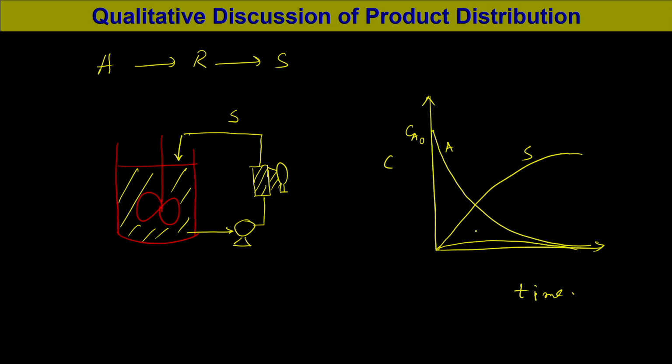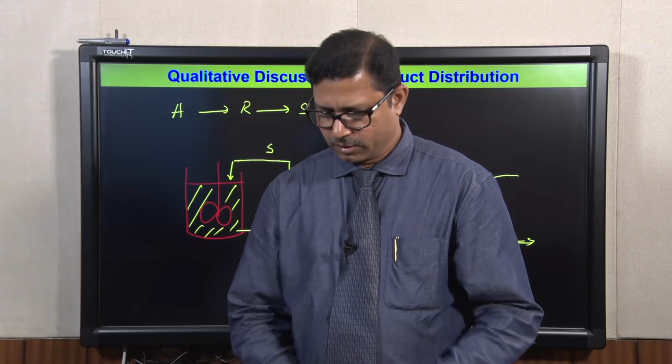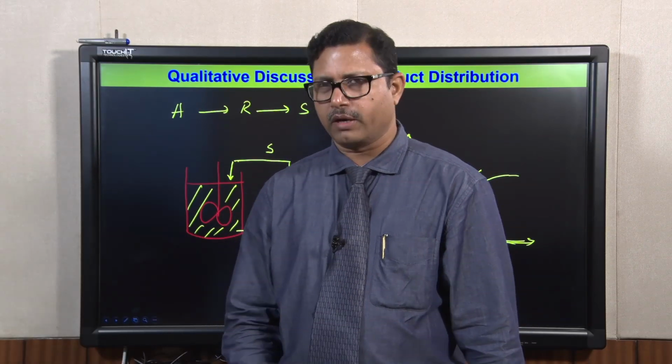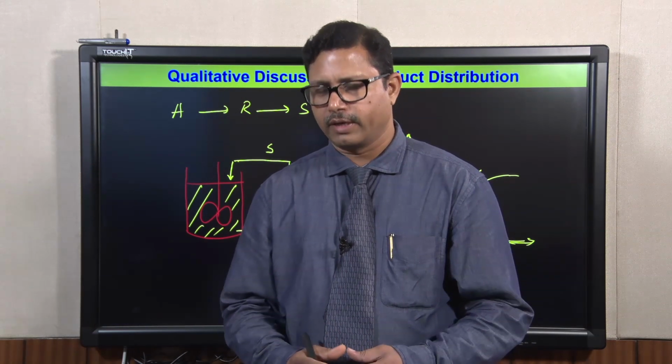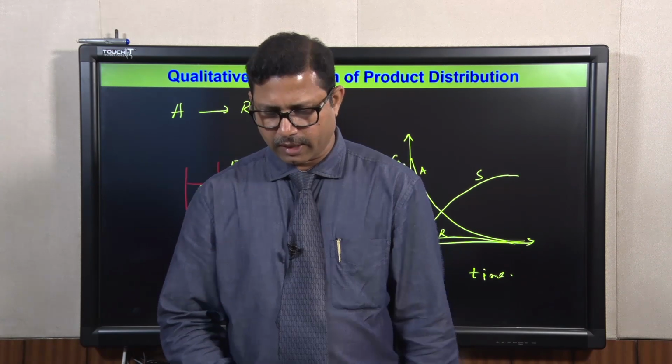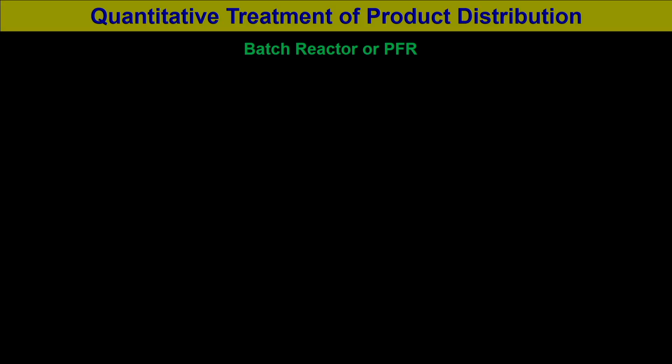So, this is R. That means, the way we contact, we can control the formation of the intermediate. So, intermediate formation we can control by different ways of reacting the initial reactants. Now, let us do the quantitative treatment of product distribution, and we will first consider the batch reactor.